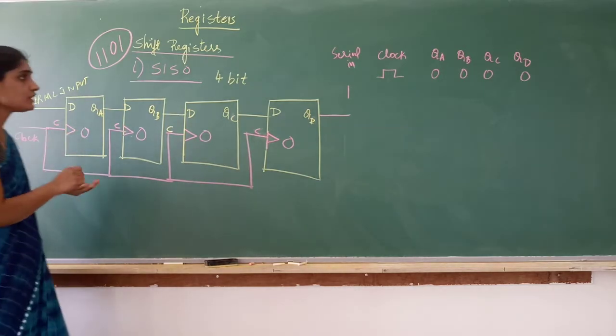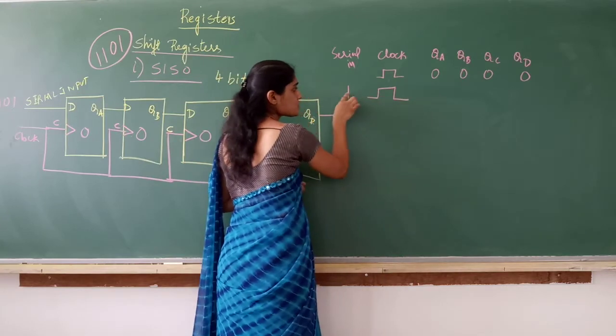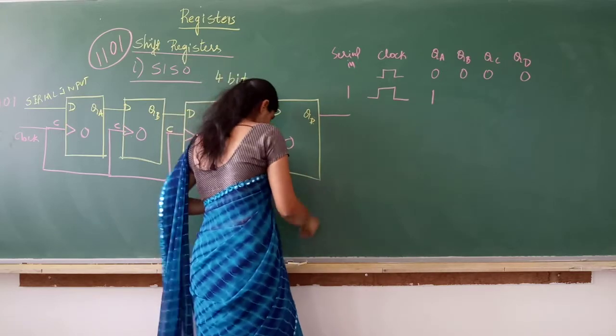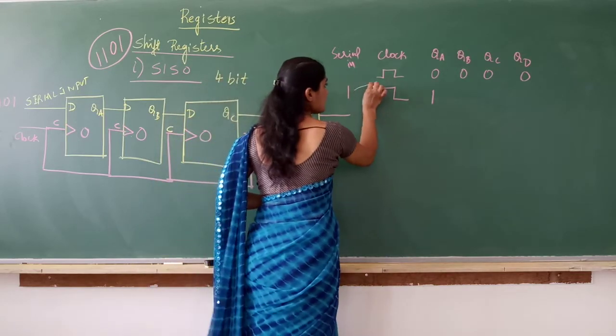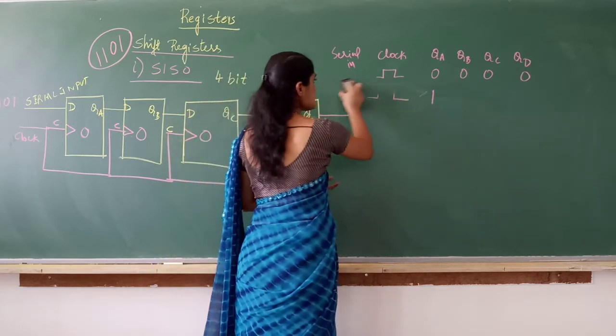You give the input 1. Give the clock pulse. At this positive edge, what happens? This 1 will be entered here. Whatever I am giving here is being entered. Or I will write clock first and then the serial in.